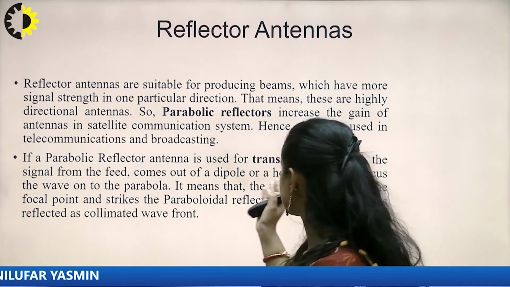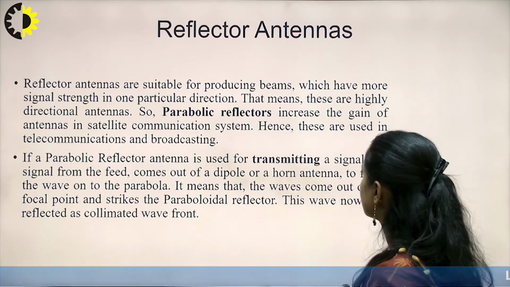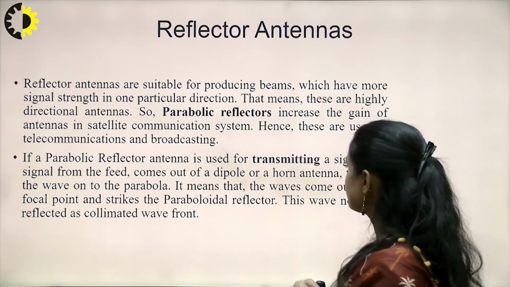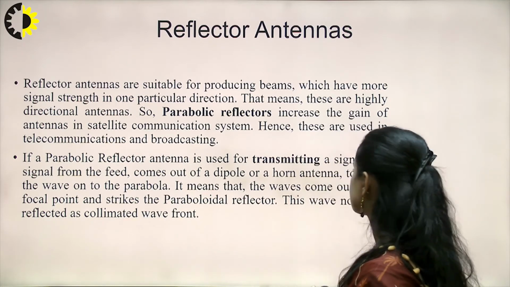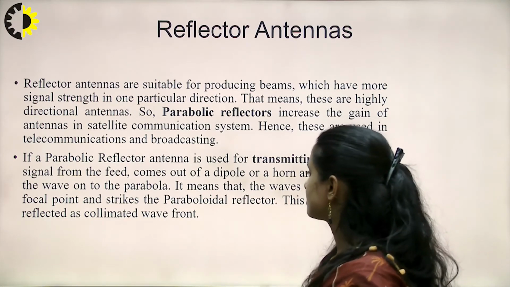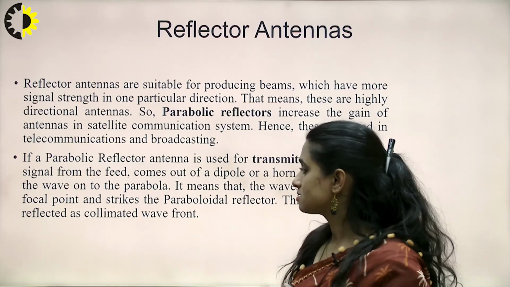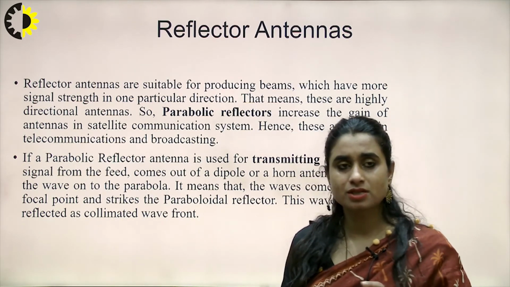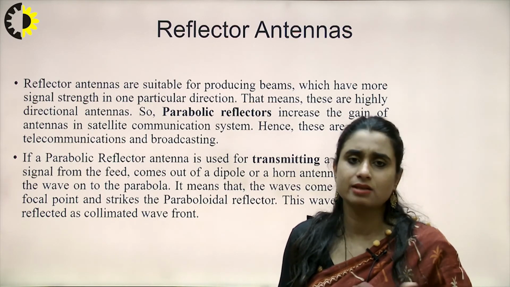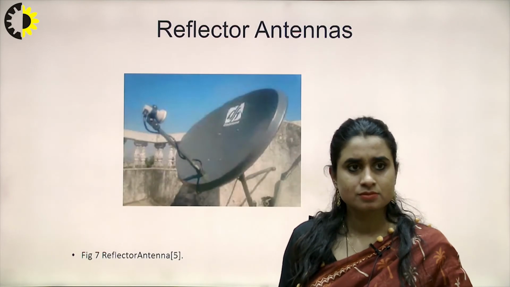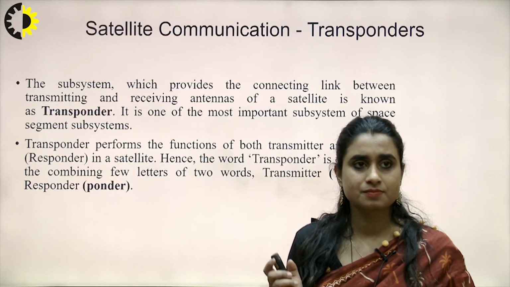It is used for transmitting a signal. The signal from the feed comes out of the dipole or a horn antenna to focus the wave onto the parabola. It means that the waves come out of the focal point and strike the paraboloid reflector. This wave now gets reflected as a collimated wavefront. Right, so these are the basic functioning and working of reflector antennas, which we can go into detail if you want. So this is how a reflector antenna looks like. Everyone must have seen it.